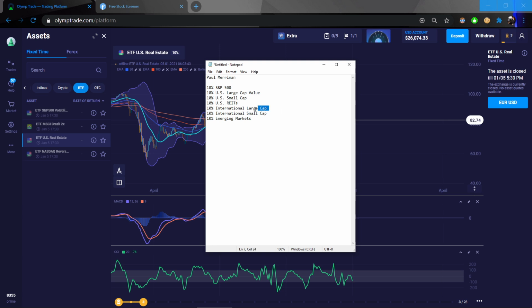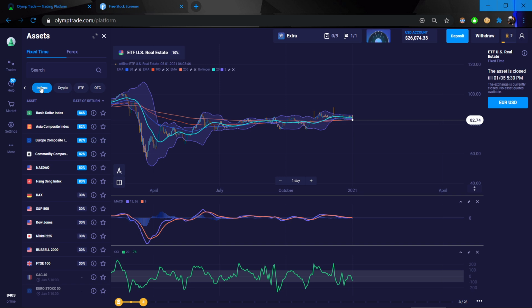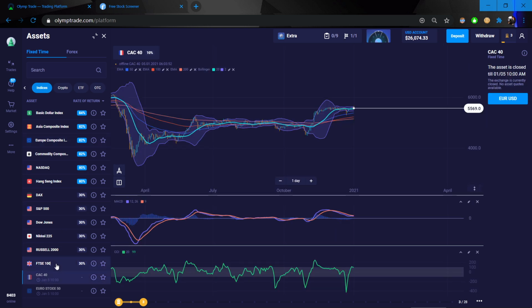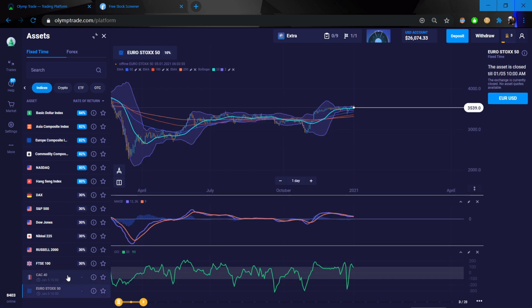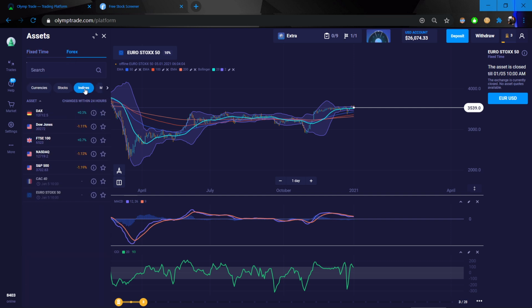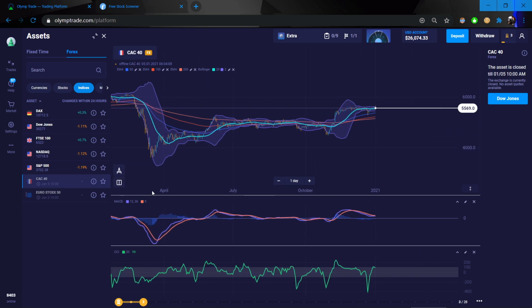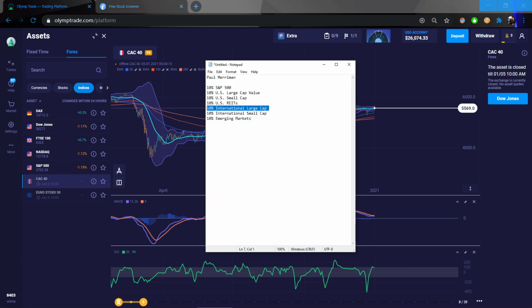Now, international large cap, this is something in the sorts of the European Composite Index, the CAC 40, the FTSE 100, the Euro Stoxx 50. These are all international large cap stock indexes. So it would be a good idea for you to also invest in some of these financial assets as they diversify and they add more exposure to more growth opportunities.